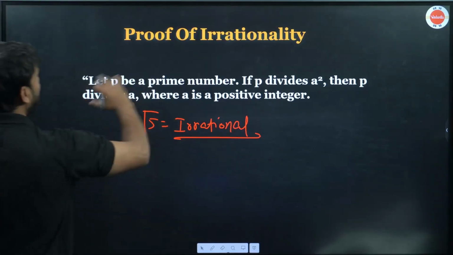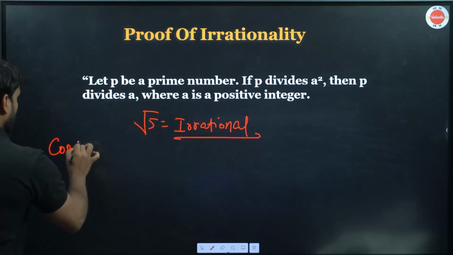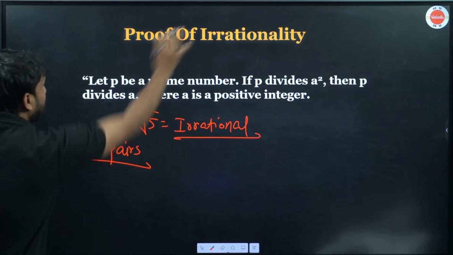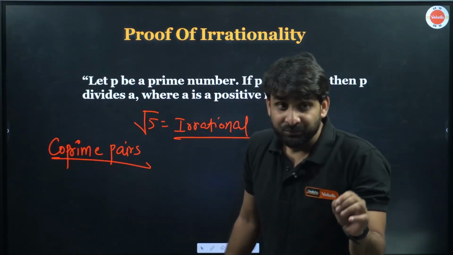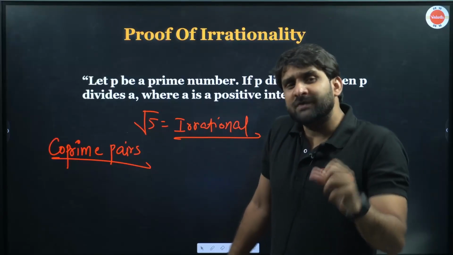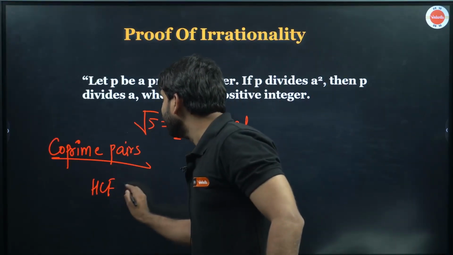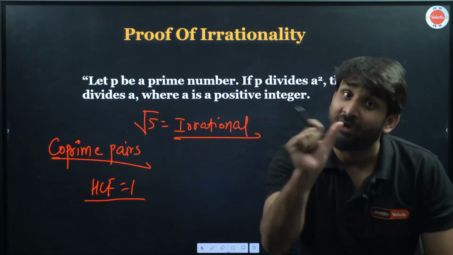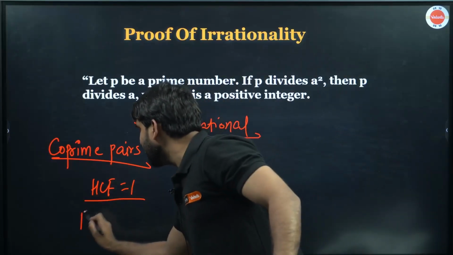So before moving to this topic, let me tell you one very important thing, my dear champion. Co-prime pairs. You should know co-prime pairs first to solve questions based on proof of irrationality. So my dear champion, what type of numbers are called co-prime pairs? Basically the numbers whose HCF is equal to 1. HCF means the highest common factor will be 1. You might be confused, I know. So let me clear your confusion.